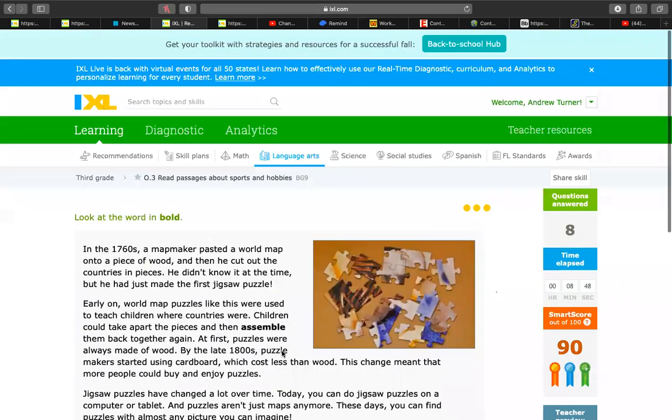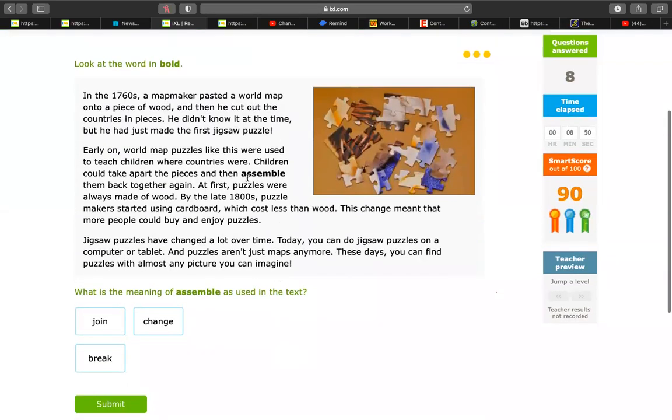Oh my gosh, we're going to the challenge zone. We need to understand what the meaning of assemble is. Children could take apart the pieces and then assemble them back together again. Is that join, change, or break? Join, yes. And you could just really reread that: children could take apart the pieces and then join them back together. Change them back together doesn't make sense, or break them back together definitely doesn't make sense. So it is join.